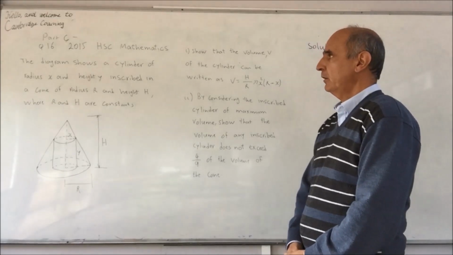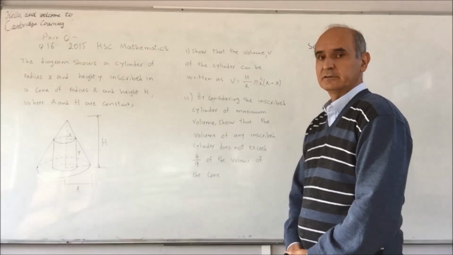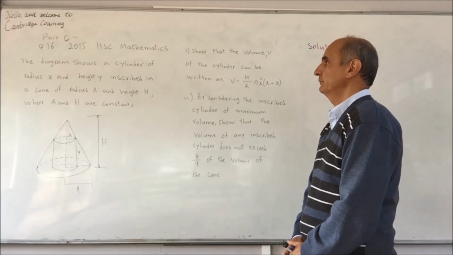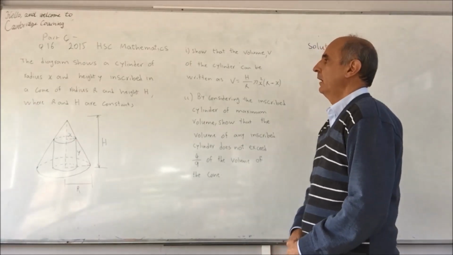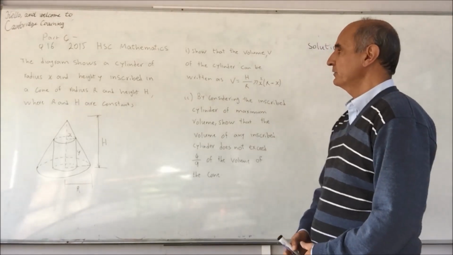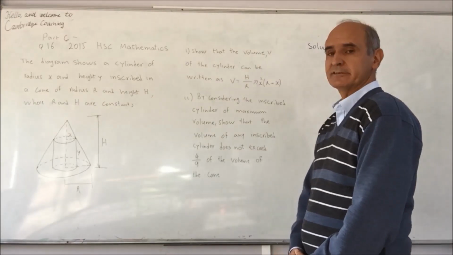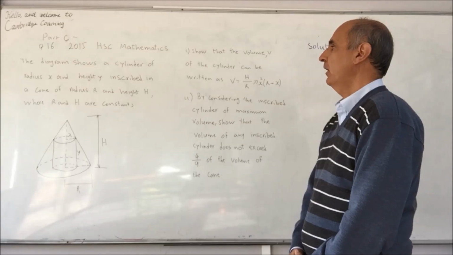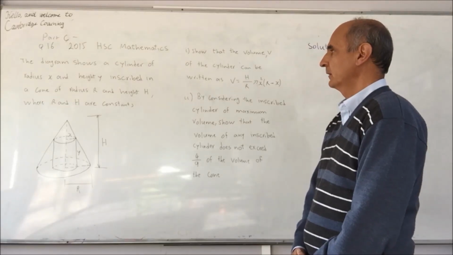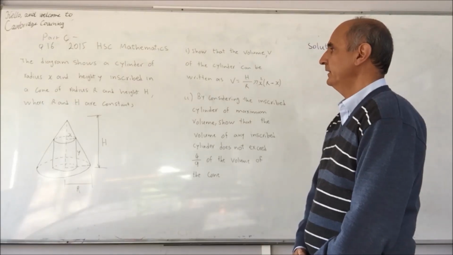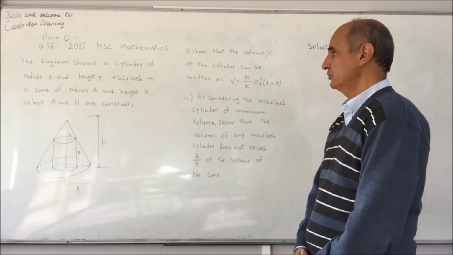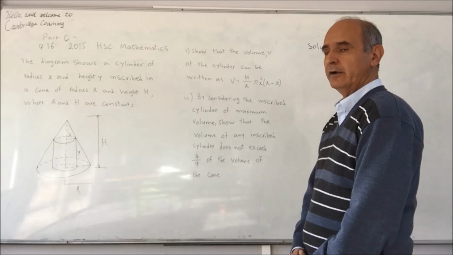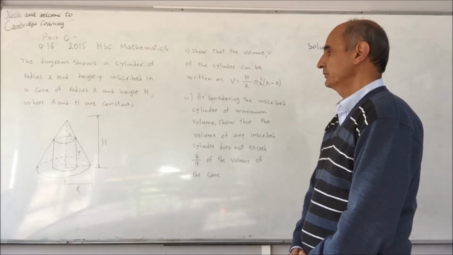Now we're looking at part C of question 16 of the 2015 HSC mathematics paper. The diagram shows a cylinder of radius x and height y, inscribed in a cone of radius r and height h, where r and h are constants.